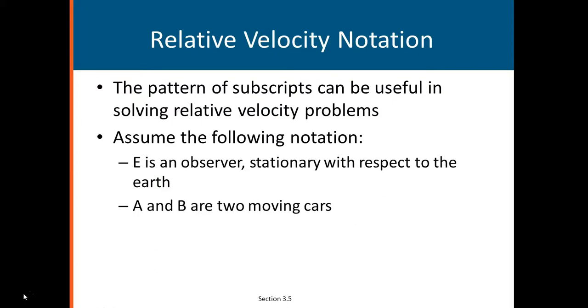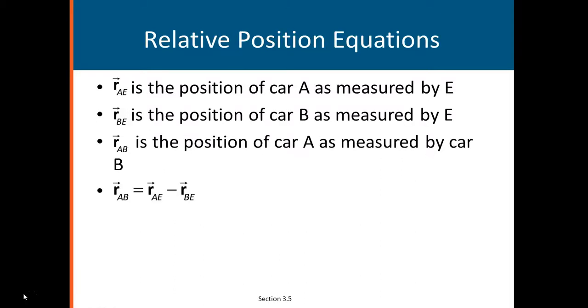Really the easiest way to do this is to recognize the pattern of subscripts that we can use when we write them on our variables. And so you're going to assume the following two things. First, that E is an observer, stationary with respect to the Earth. So E basically just stands for Earth. A and B are two moving cars. And we'll just use those references for now.